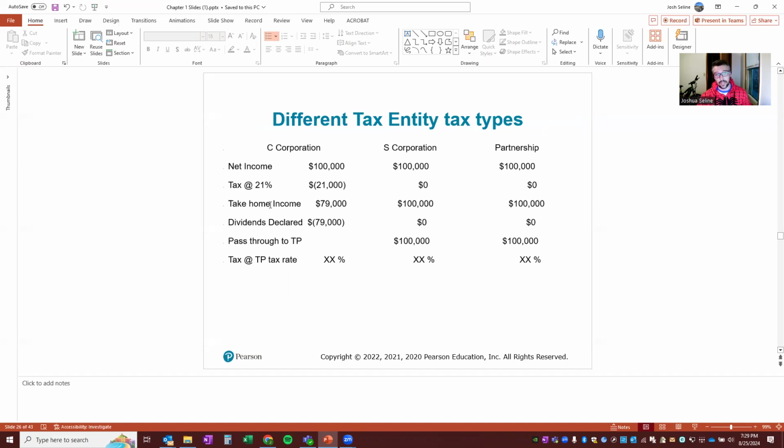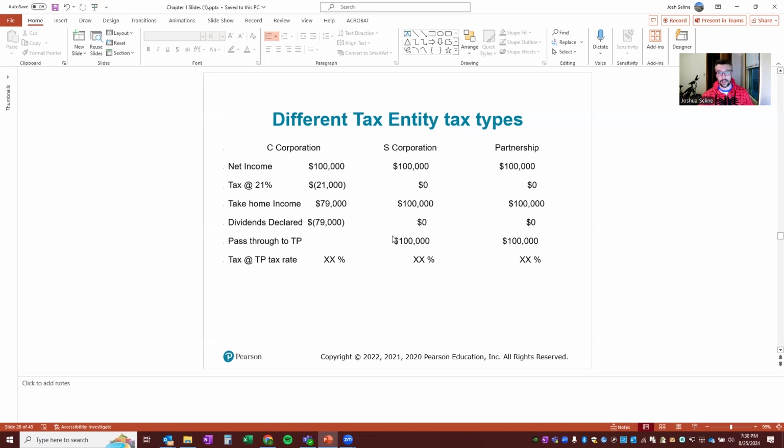Takeaway income, income after taxes, whatever you want to call that. You can see that right off the top, they're paying 21 grand in tax. So their after-tax income is 79,000, and 100,000 for S corps and partnerships because they don't pay tax at the entity level. Dividends declared. S corporations and partnerships have something similar, but it's not dividends. It's distributions, either shareholder distributions for S corporations or partner distributions for partnerships, passed through to the taxpayer.